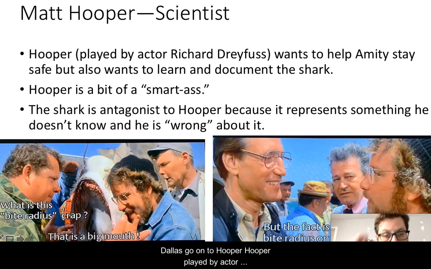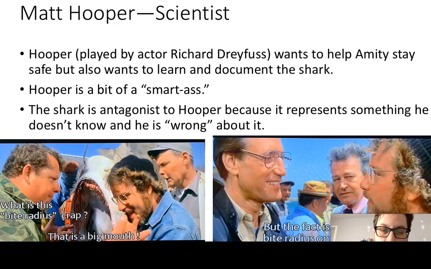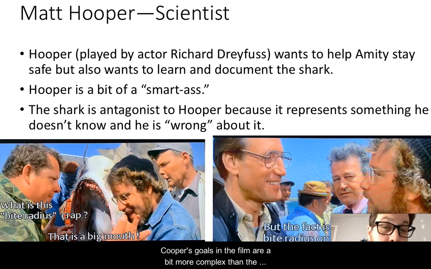Now let's go on to Hooper. Matt Hooper, played by actor Richard Dreyfuss, wants to help Amity stay safe, but also wants to learn and document the shark. Hooper's goals in the film are a bit more complex than the mayor's, and maybe even more complex than Chief Brody's.